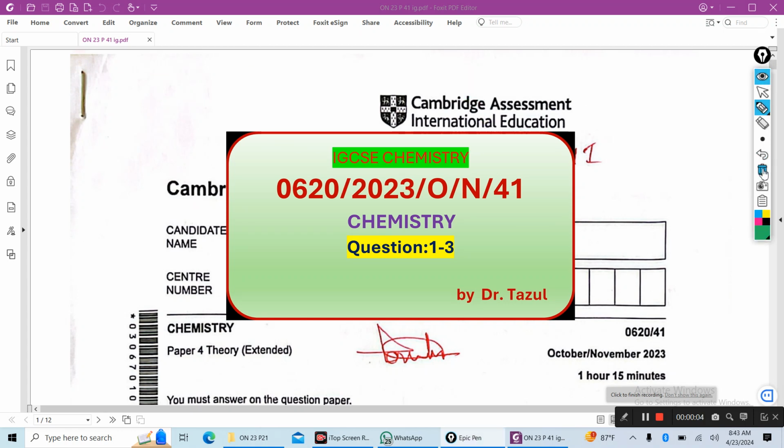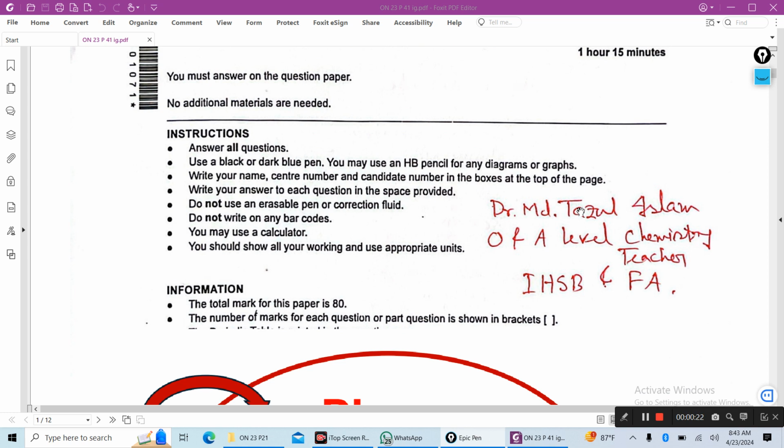Hello dear students, today I am going to discuss Cambridge IGCSE Chemistry October-November 2023 Paper 41, Paper 4 Theory Extended. Let's move.